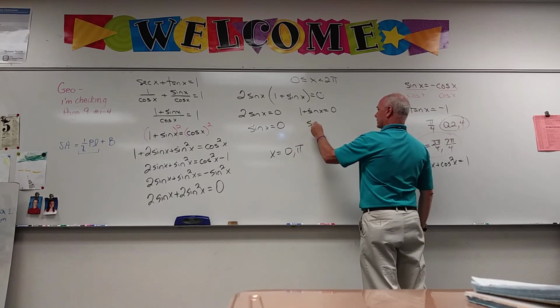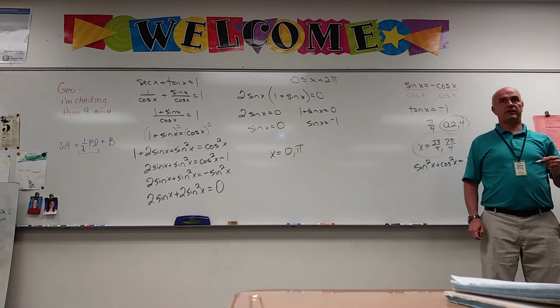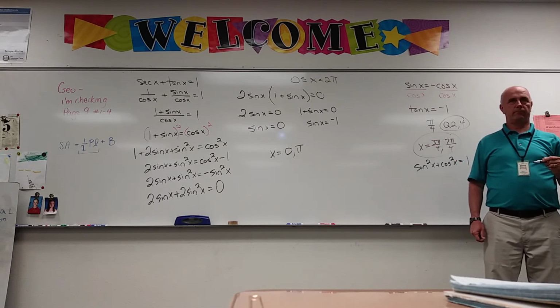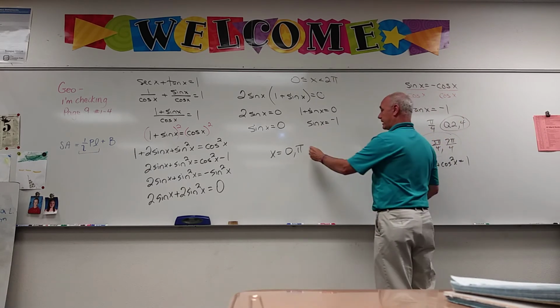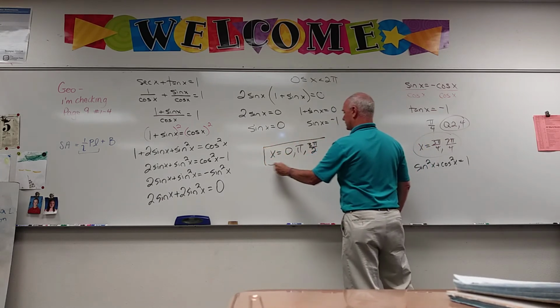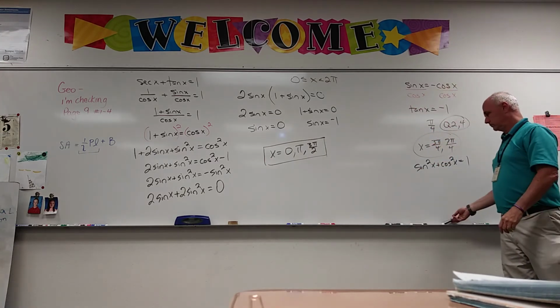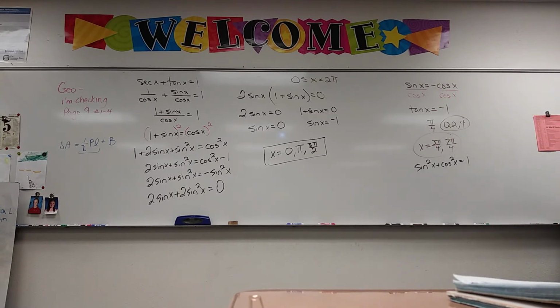Sine of x equals -1. Remembering once again that sine is y. So 3 pi over 2. Where is the y coordinate -1? Down at the bottom, which is 3 pi over 2. Is that the only place that the y coordinate is -1? Yes, it is.